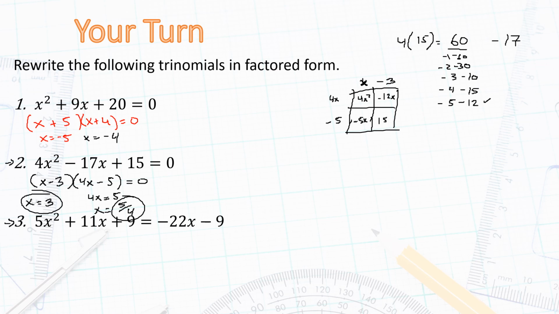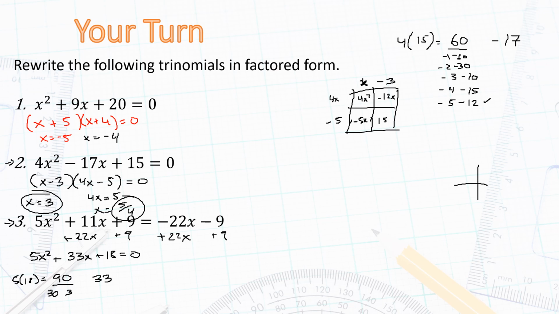And the last one, I want to keep the x squared positive. It already is on the left-hand side, so I'm going to add 22x and 9 to both sides. So I will get 5x squared plus 33x plus 18 is equal to 0. It's going to need a box method again. 5 times 18 is 90. So I need factors of 90 that add up to be 33. This one's an easier one. 30 times 3 is 33.